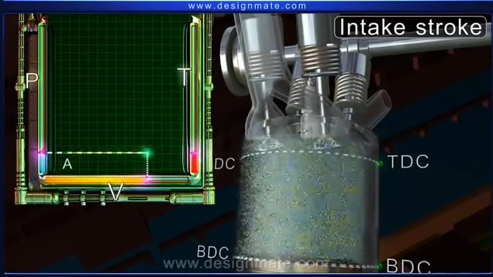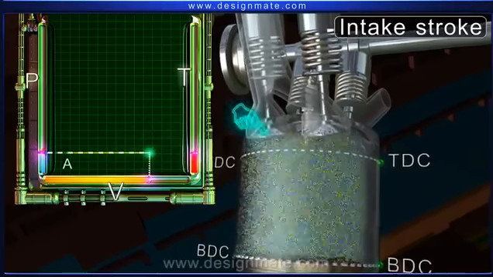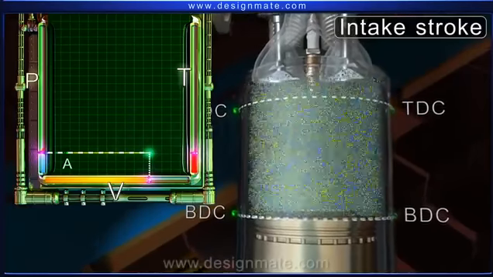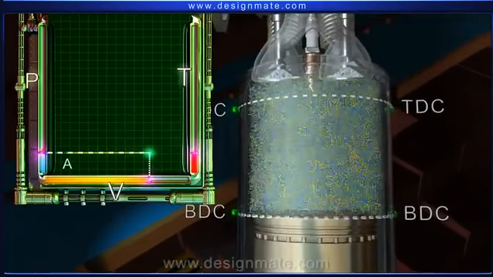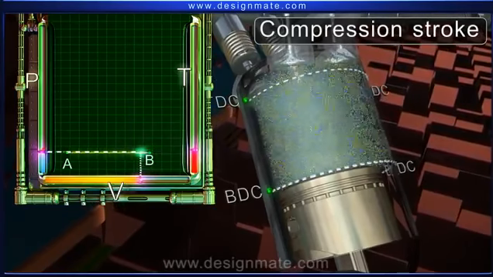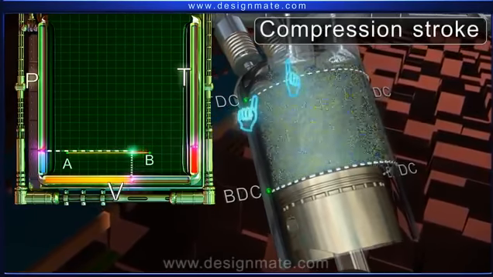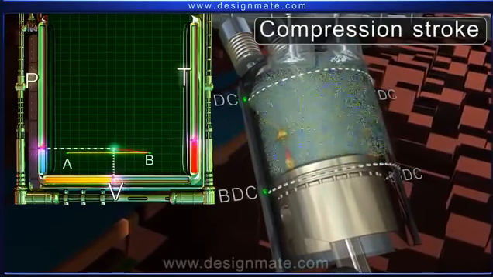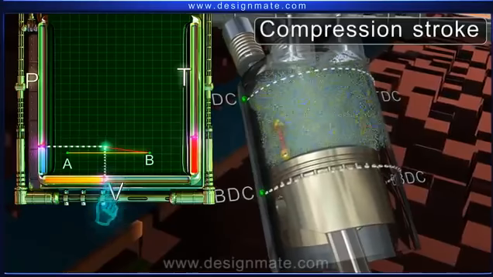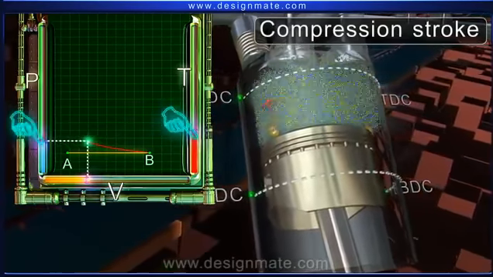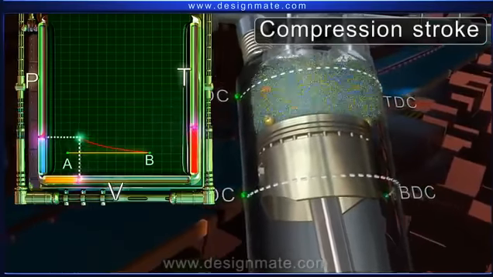When the piston reaches BDC, intake valves close. The cylinder is full of fuel-air mixture at atmospheric pressure. Compression stroke. The piston moves upwards in the cylinder with both the valves closed. So the fuel-air mixture is compressed and its volume reduces. The compression causes an increase in pressure and temperature of the gases in the cylinder.